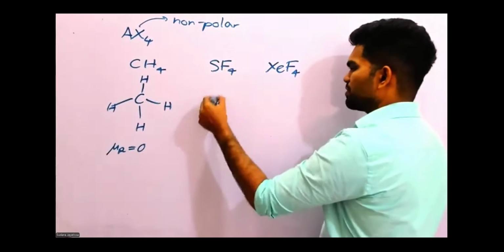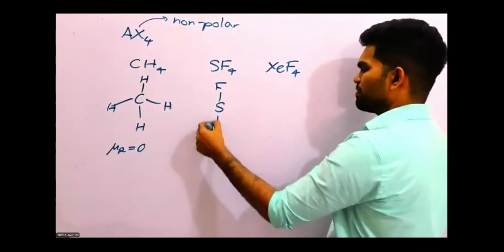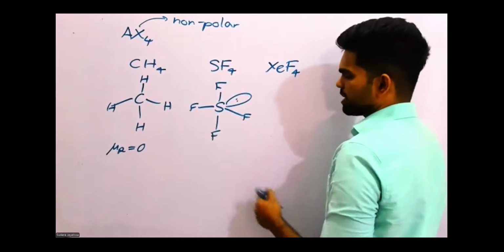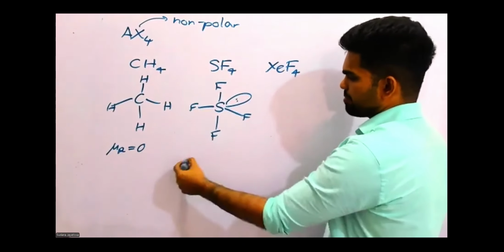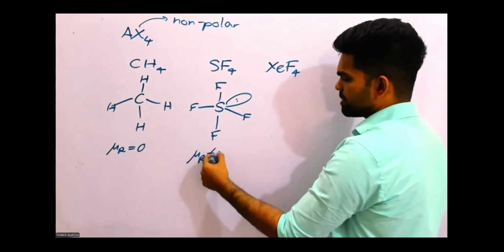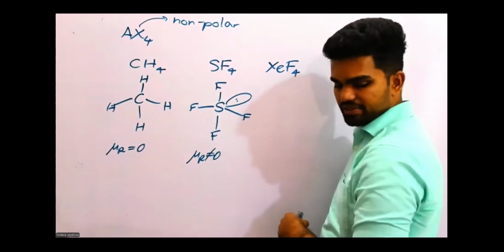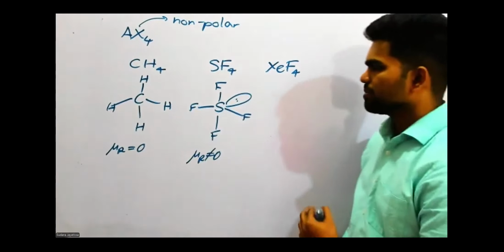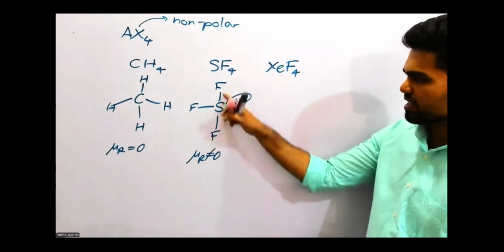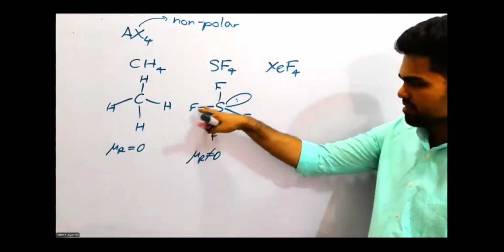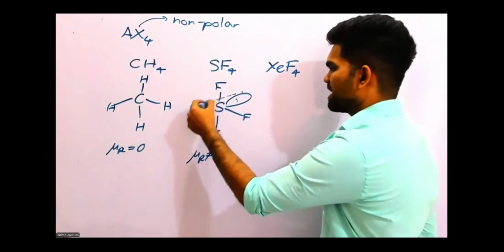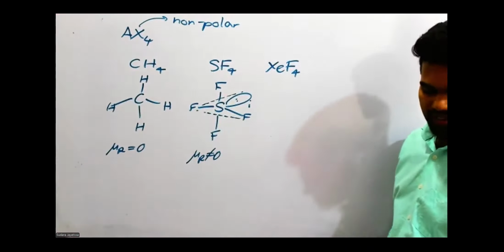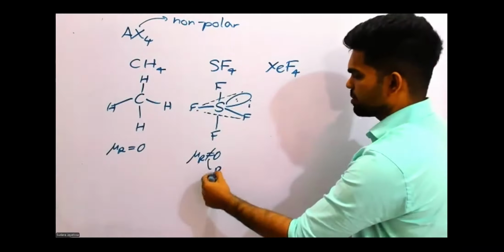But if you take SF4, what is the shape of SF4? Remember, it is a seesaw shaped molecule. So now we can see it's not symmetrical. The resultant dipole moment is not going to be 0. It's not going to cancel out. Some part will remain. The ones perpendicular to the plane are cancelling, this fluorine and this fluorine get cancelled. But the fluorine atoms in the trigonal planar plane are not going to get cancelled. So it's polar. You can't say it is non-polar.